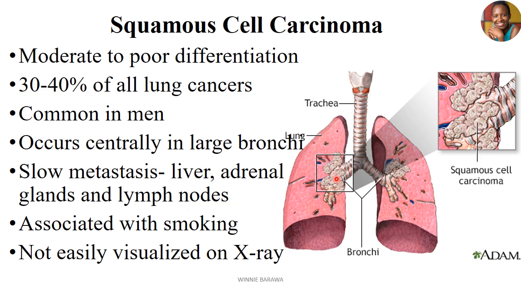So in the squamous cell carcinomas, we are saying they occur centrally in the large bronchus here, and then they find their way into the lungs. So these ones have some kind of similarity with the small cell in terms of location. But remember, these are squamous, so you will find some differentiation in how the cells look. They're associated with smoking, and they are not easily visualized on x-rays. So when you're doing x-ray diagnosis, you want to discover where they're located. You're being told that the squamous cell carcinoma cannot easily be visualized on an x-ray check.